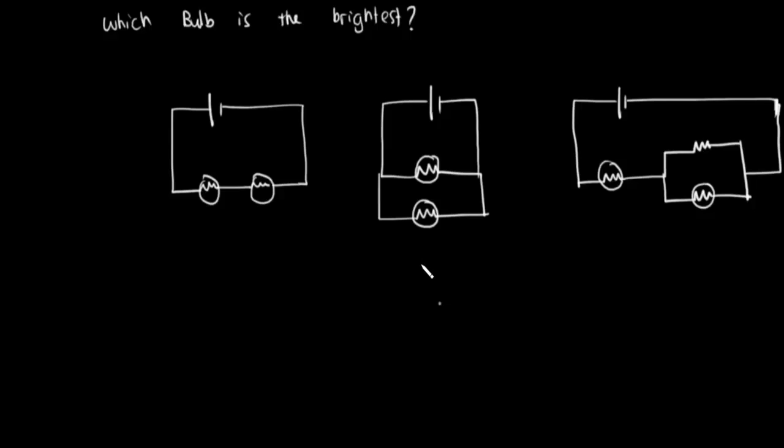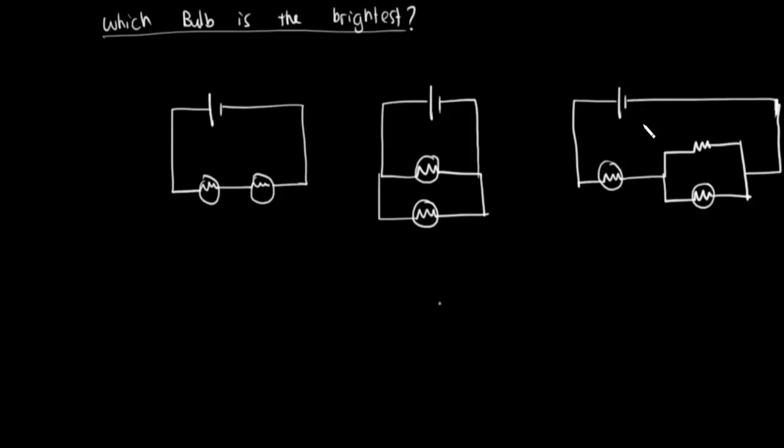Before we move on to more complex circuit problems, I wanted to give this simple example. The question is asking which bulb is the brightest. I'm going to assume that all these bulbs, of course they are resistors, are the same bulbs, with the same resistance values.